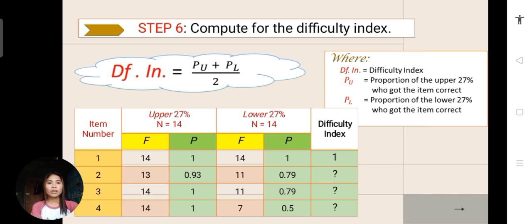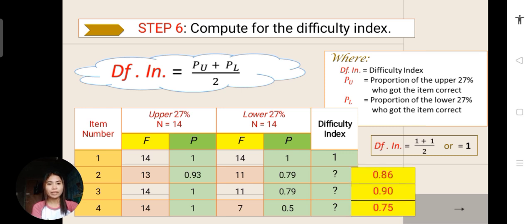So, the value of the proportion of the upper 27% is 1 and in the lower 27% is 1. Therefore, substituting those values, 1 plus 1 divided by 2 is equal to 1. Therefore, our difficulty index would be 1. And in item 2, we have a proportion of 0.93 in the upper and 0.79 in the lower. Adding it and dividing by 2, we have a difficulty index of 0.86.